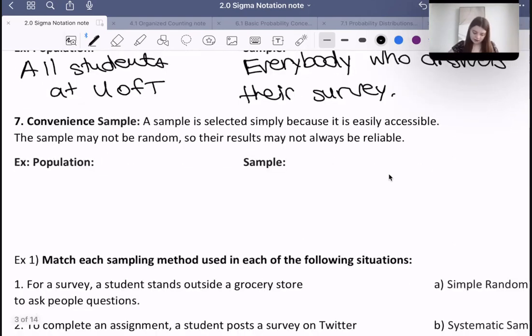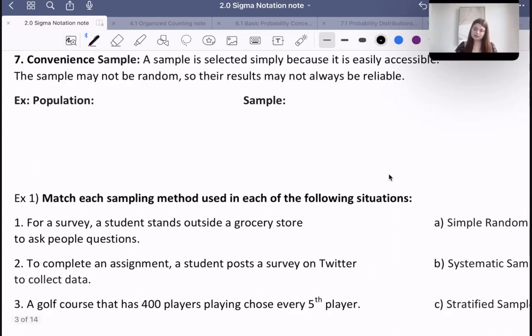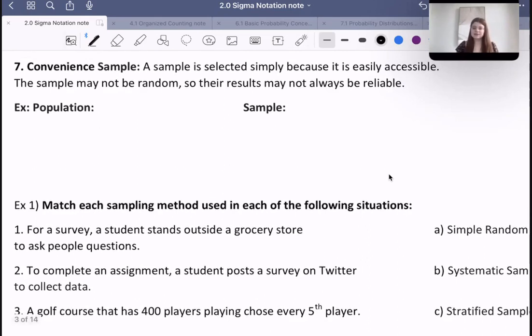All right, so the next one is convenience sampling. This is a sample that is selected because it's very easily accessible. It's very easy to sample these people, right? So the sample is likely not random, so the results aren't very reliable.